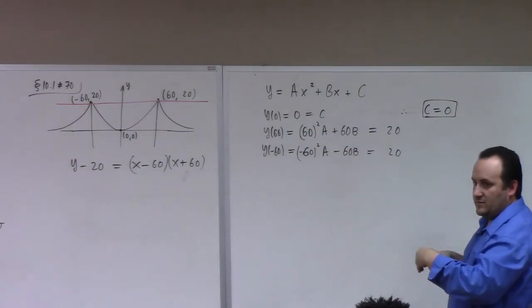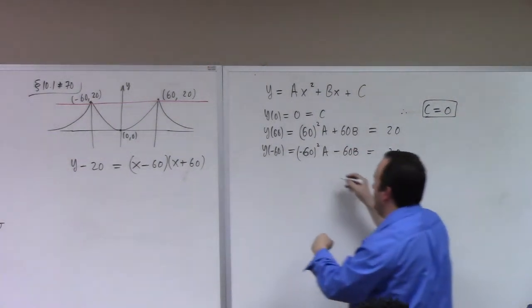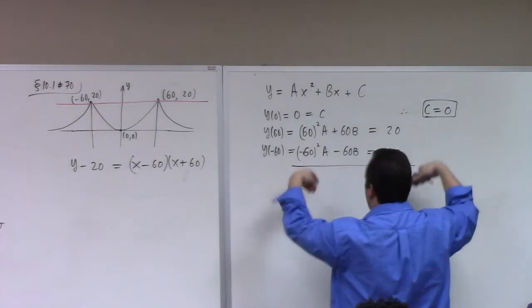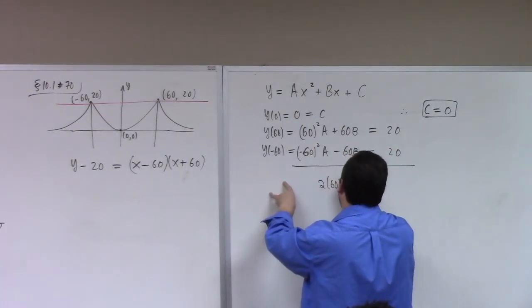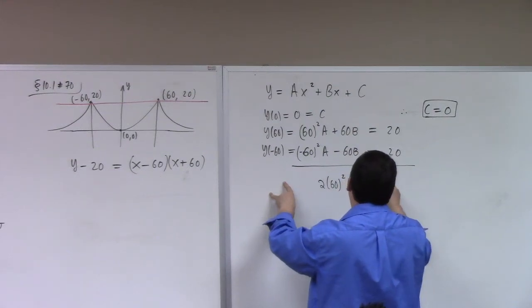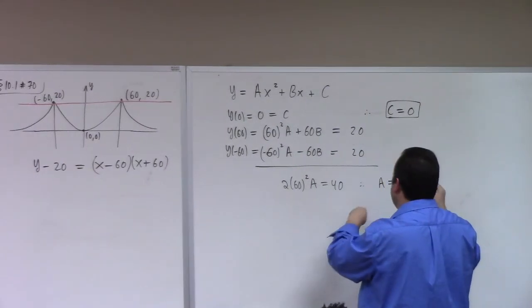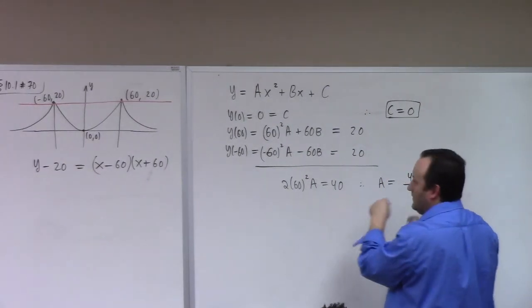2 equations, 2 unknowns. You can solve 2 equations, 2 unknowns. Not a big deal, right? Add them. Add them. What happens? You get 2 times 60 squared a equals 40. Therefore, a is equal to what? 40 divided by what?